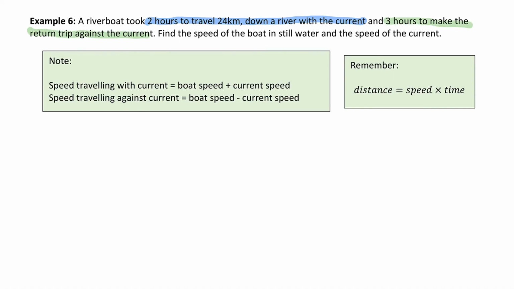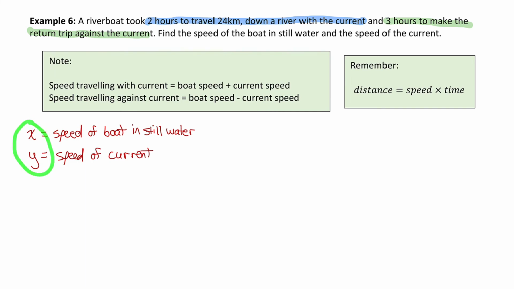Find the speed of the boat in still water and the speed of the current. So our two unknowns, it tells us right at the end: what's the speed of the boat in still water and what's the speed of the current. I'll let x equal the speed of the boat in still water, and y can be the speed of the current. What I have to do now is write two equations that show the relationship between those two variables.